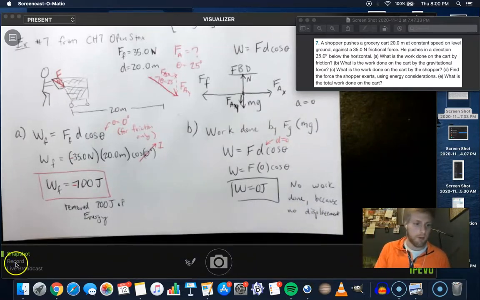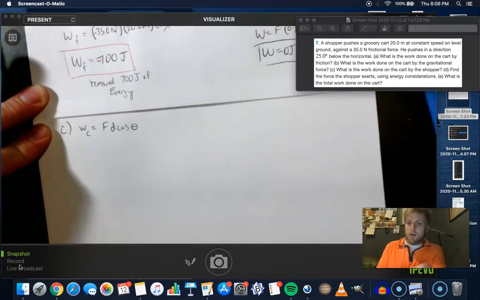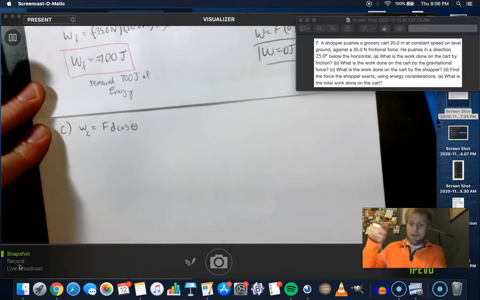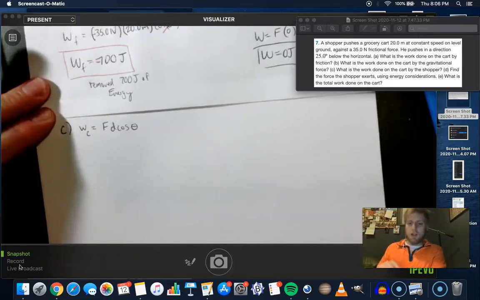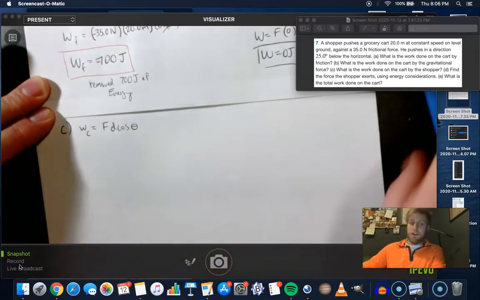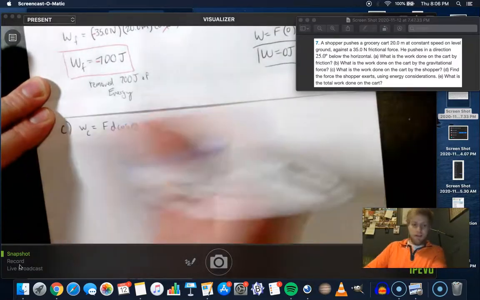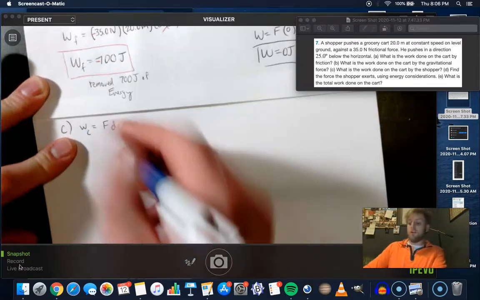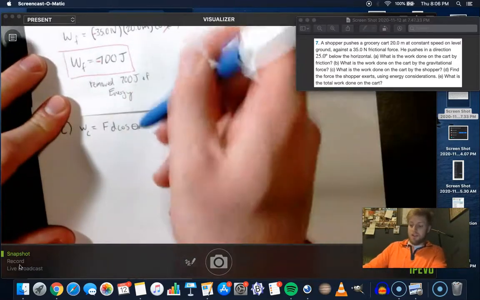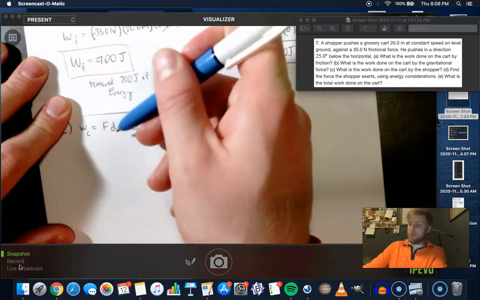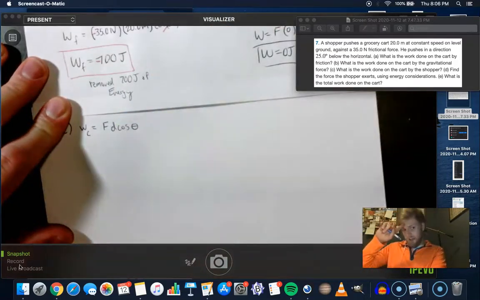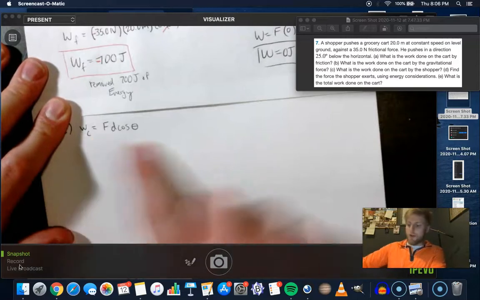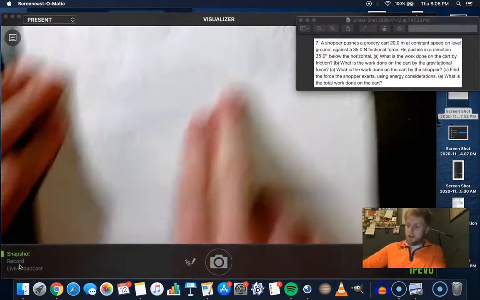Specifically, no displacement. So part C says, what is the work done on the cart by the shopper? We're going to come very shortly to another, more conceptual way you could answer this question. But for now we can just look straight at our equation. The work done by the shopper on the cart is going to be the force times the displacement times cos theta. And we can kind of cheat here. We know this force, and we actually already know this angle in a sneaky way.